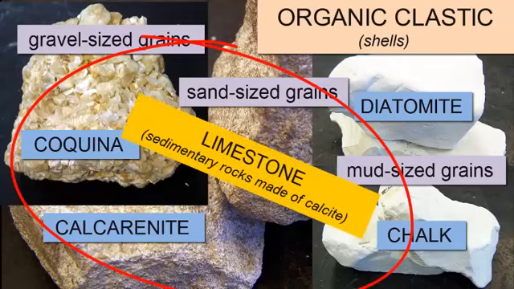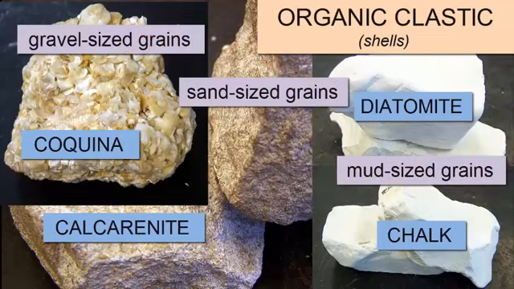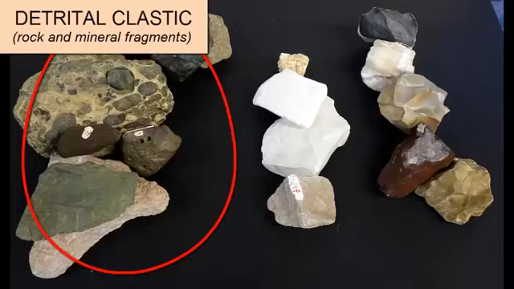Good to know that that term is often used to describe any and all sedimentary rocks made primarily of carbonate minerals. The same is true for silica shells and the rock being called chert. For purposes of this lab class, be sure to give the rock the more detailed, unique name. And now on to the rocks made of primarily rock and mineral clasts.